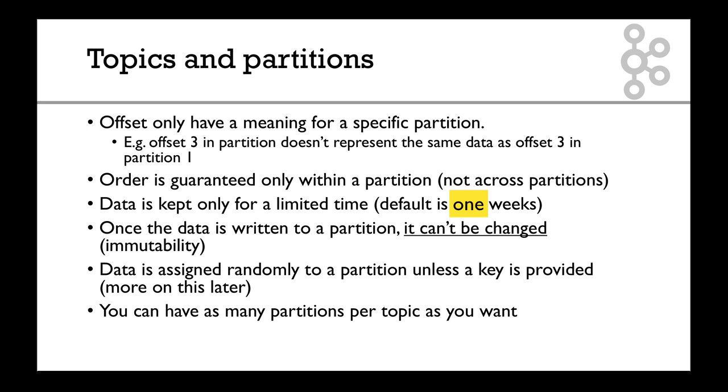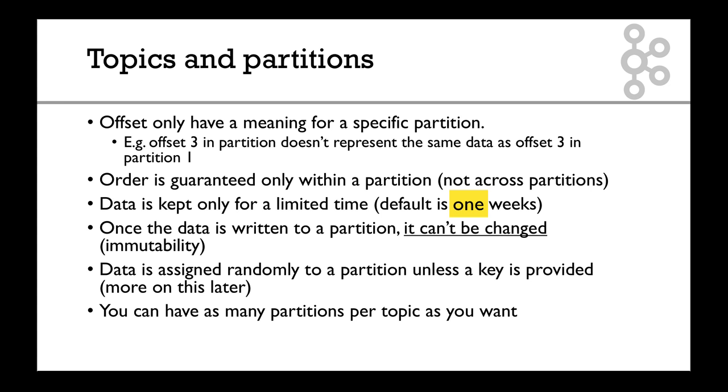Then the order is guaranteed only within a partition. So if you write your data to partition 0, it will be in order. Then partition 1 will be in order, but you cannot guarantee the order between partition 0 and partition 1. Okay, the offsets are independent.